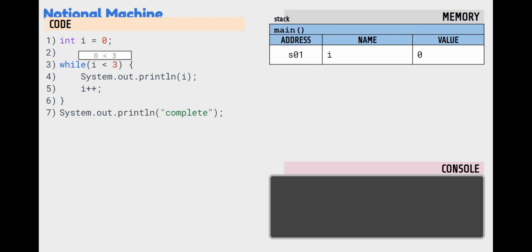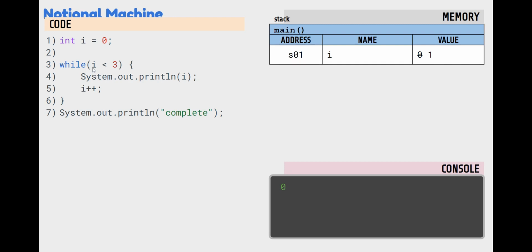Since it evaluates to true, we step inside this while loop and we execute line 4, in which we print I to the console. I is 0. We're going to print a 0 to the console. Line 5, we increment I by saying I++. In memory, I is no longer 0, it is now a 1. And now that we are at the end of our while statement on line 6, we go back up to line 3 and we evaluate that Boolean expression again.